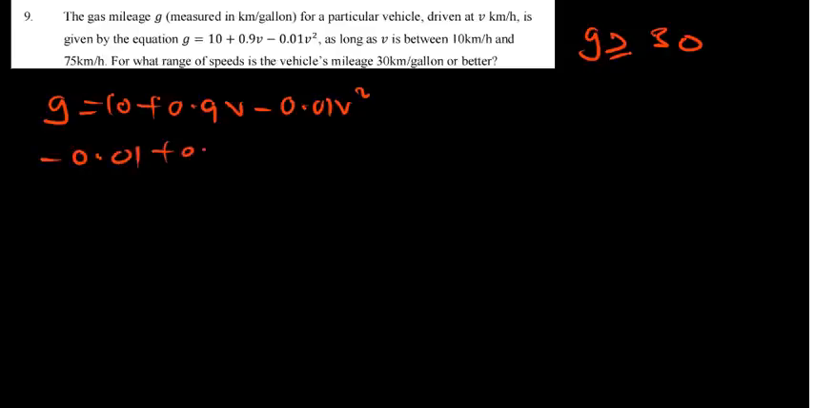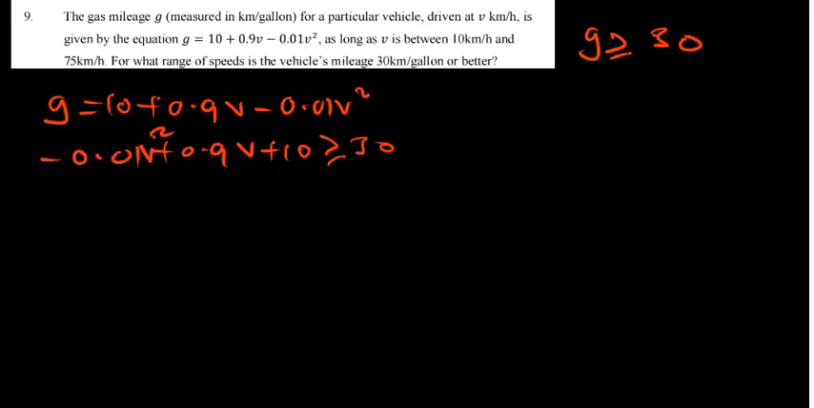Now we have got our equation, 10 plus 0.9V minus 0.01V squared. So if G is greater than or equal to 30, I can write this as a quadratic: negative 0.01V squared plus 0.9V plus 10 greater than or equal to 30. My goal is just to find V, because the question is asking for what range of speed. They are asking about the range of speed.